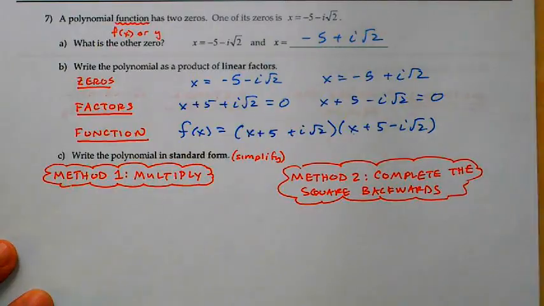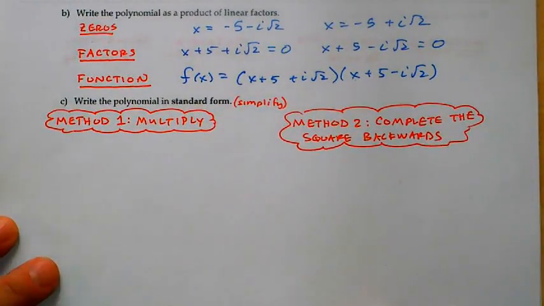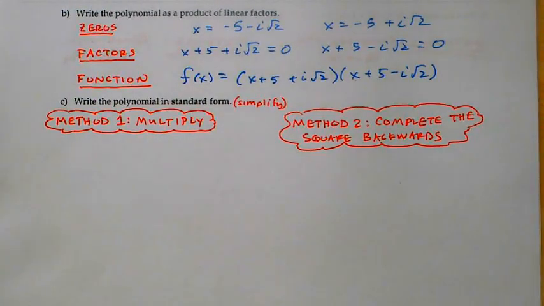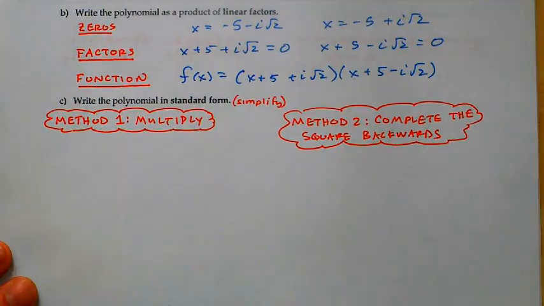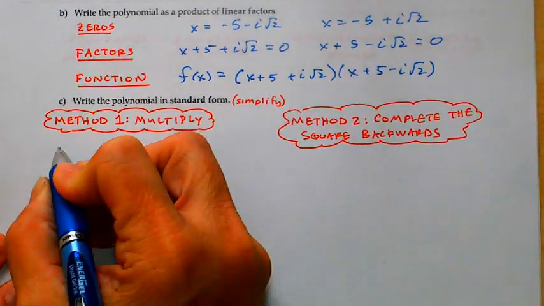Okay, well now let's take the next level here and let's see if we can write the polynomial in standard form, which of course means we want to simplify this. So I'd like to show you two methods to get this done, and at the end of this you'll decide which one you're going to be.